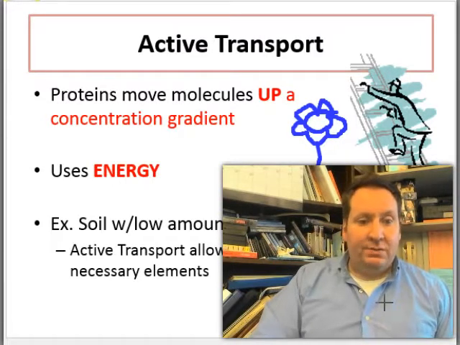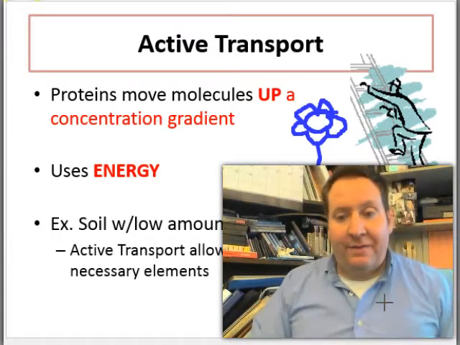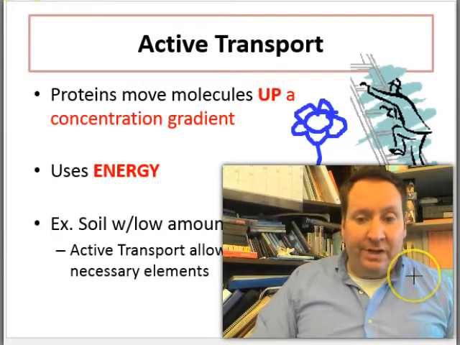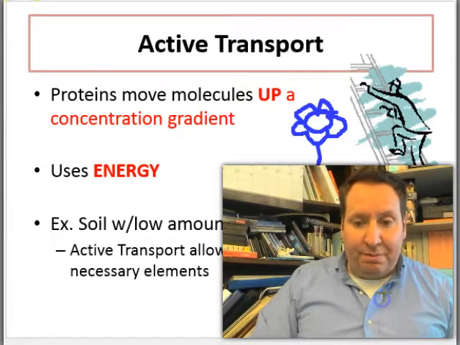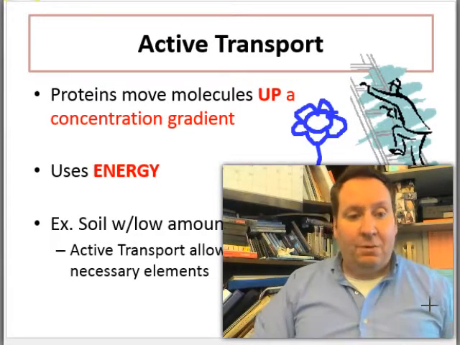Granted, if this were going to go through passive transport, it'd go from high to low, but this plant really wants this phosphorus that's out here, so it's going to take it from a low concentration and move it into the plant into a high concentration. That would be an example of active transport, okay?